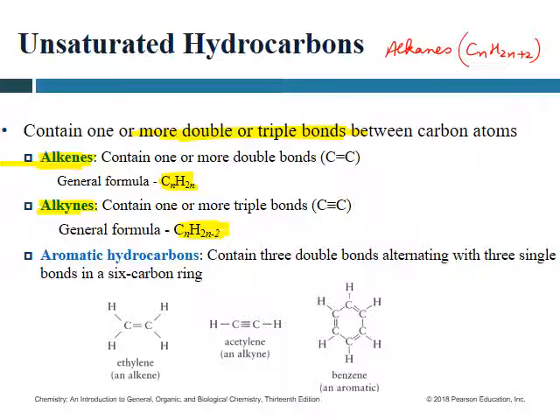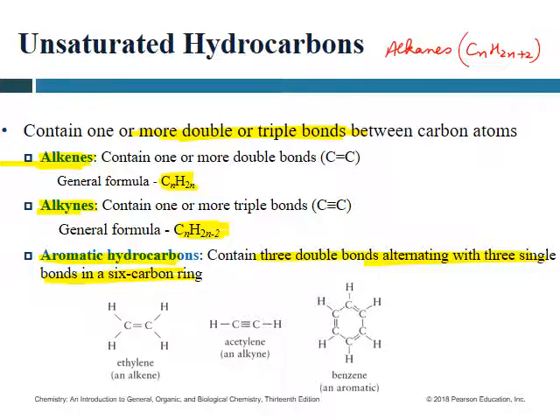Okay, now we go to aromatic hydrocarbons. The last thing that we'll see today would be a third kind, which is aromatic hydrocarbons, which consist of 3 double bonds that are alternating with 3 single bonds in a 6 carbon ring. You can see right here, it has this 6-membered ring, 6 carbons, and you see alternating double bonds. There's a double bond right here, single bond, double bond, single bond, double bond, single bond. So these double and single bonds are alternating.